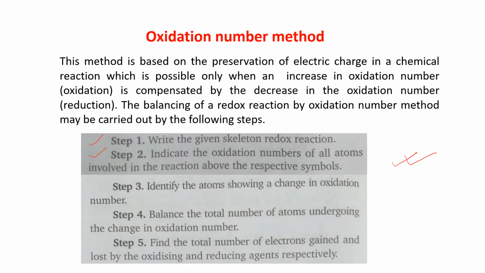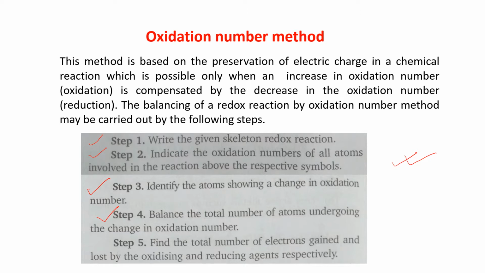Now step number 3: identify the atoms showing a change in oxidation number. Which atoms are showing a change in oxidation number, that we have to identify first. Then only we can say that this one has gone for oxidation and this atom has gone for reduction. After identifying the atoms which are showing a change in oxidation number, next step 4 is coming.